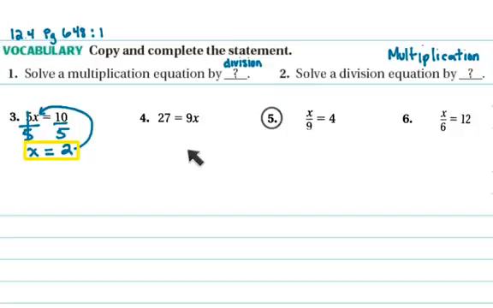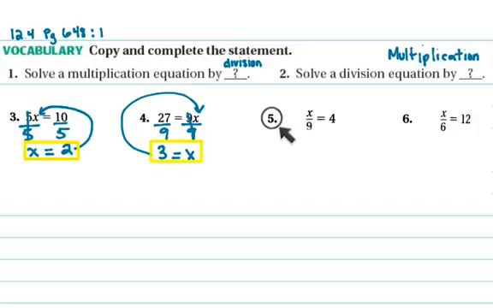The next one, I want to see on problem number 4, I see that 27 equals 9x. We know that this is a multiplication problem, so we're going to use division to solve it. So I'm going to divide both sides by 9. 9 over 9 is 1. 1 times x is x. Now 9 goes into 27 3 times. Put 3 back into the equation. 3 times 9 is 27.